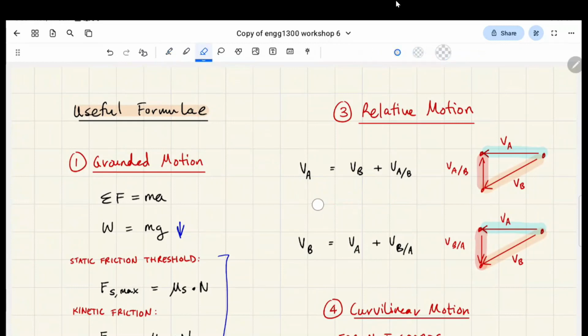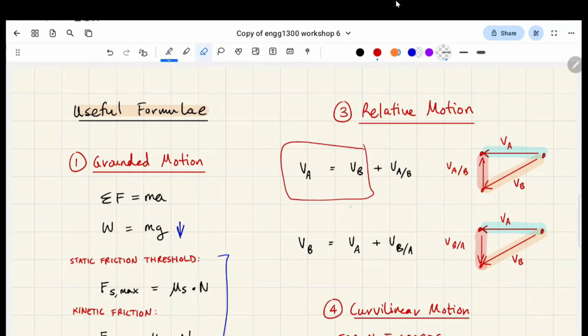And so what does that slash thing mean? It means what is the velocity of A relative to B, right? So from the perspective of B, what is A? When you think about this too hard, it's going to do your head in, right? So the best thing to do, in my opinion, is just draw out the tip to tail, and it makes more sense.